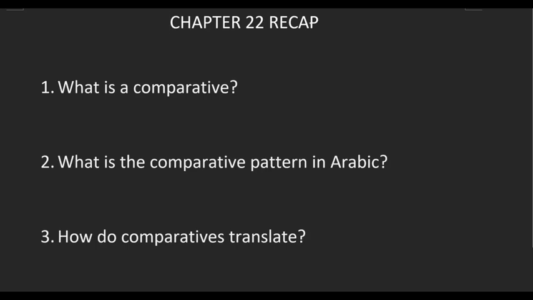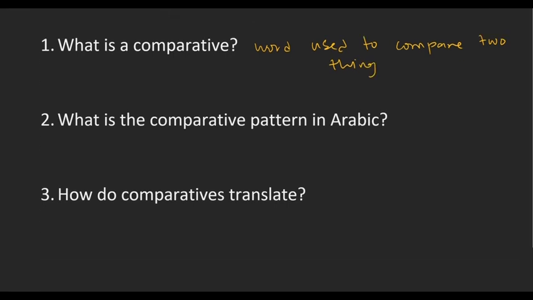Let's review everything to do with comparatives. So first of all, what is a comparative? A comparative is a word that compares two things or two groups of things. Yeah, so a word used to compare two things. Right, so for example, better, right? I am better than you. Continuing our snobby streak. Okay.